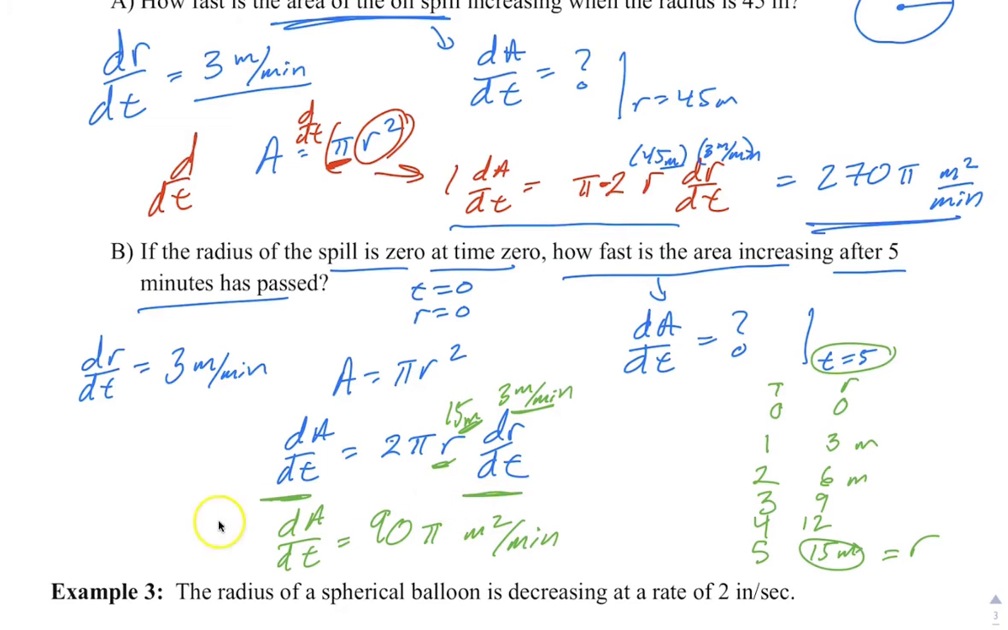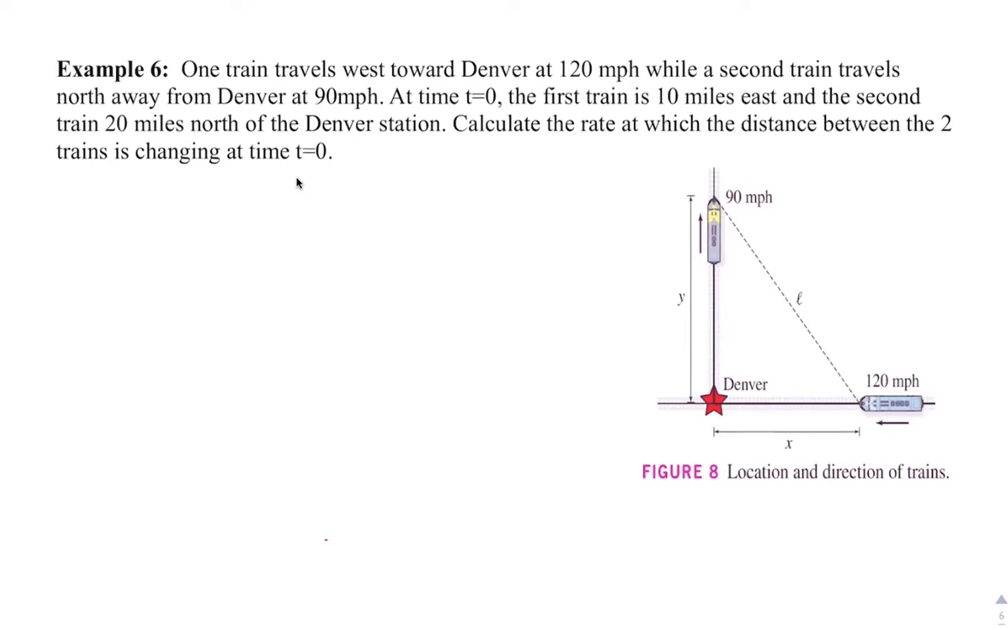That's your next related rate problem. Let's do a couple more. One train travels west towards Denver at 120 miles per hour, while a second train travels north away from Denver at 90 miles per hour. See this picture here? This one's coming in, this one's going out.